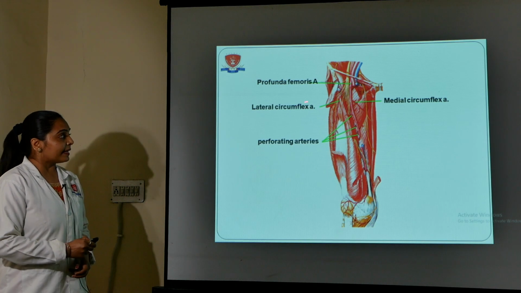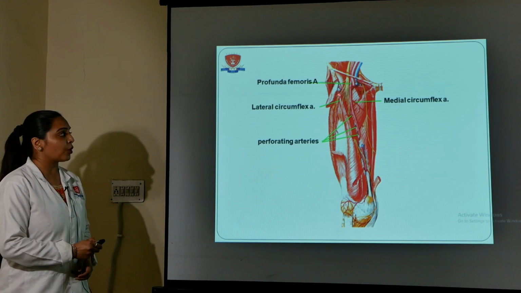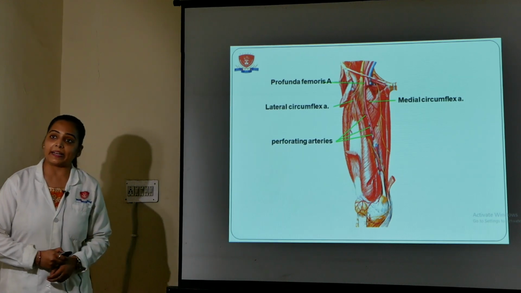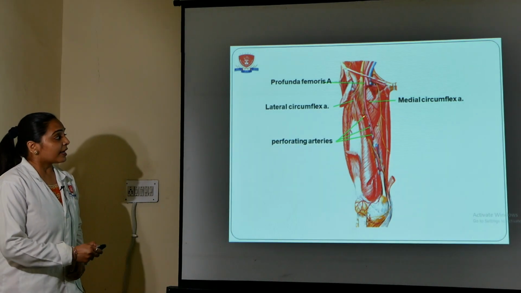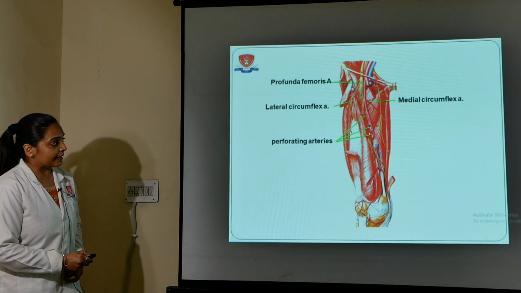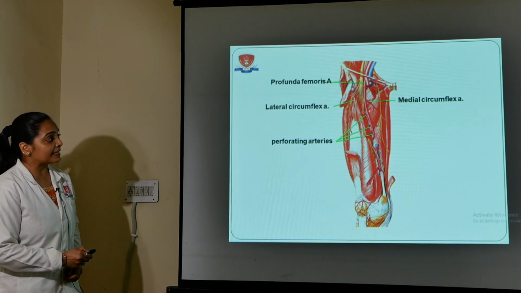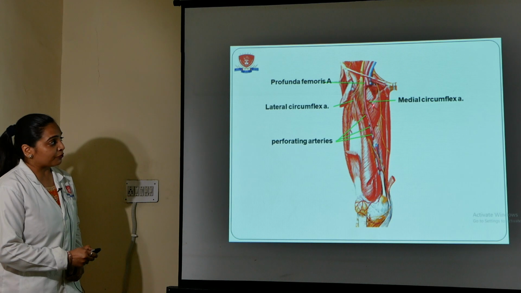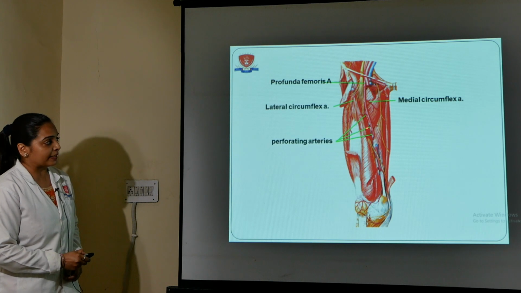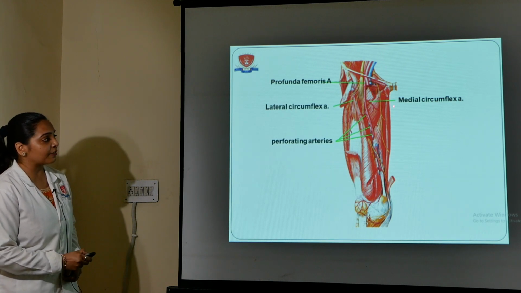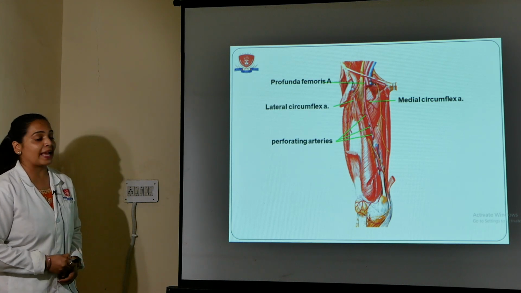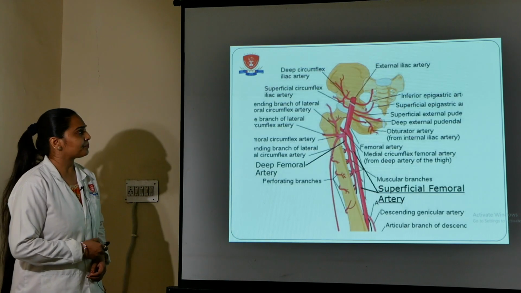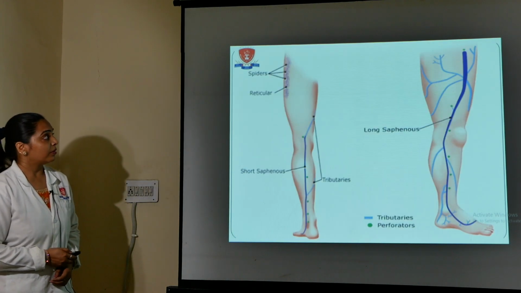Then the descending branch of the lateral circumflex runs downwards on the anterior margin of the vastus lateralis and supplies the muscles in that particular area. Then there are 3 perforating arteries, as you can see in the diagram. The first perforating artery is given just above the upper border of the pectineus muscle. The second perforating artery is given at the lower border of the pectineus muscle, and the third perforating artery is given over the adductor longus muscle, and profunda femoris itself continues as the 4th perforating artery.